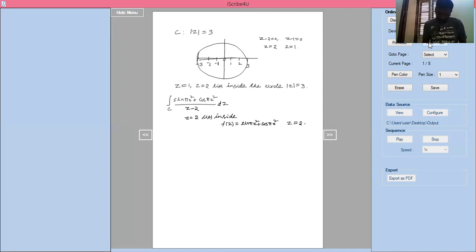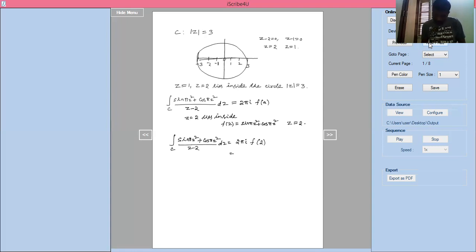Now we will write, if it lies inside, here already I told that, the formula is 2 pi i into f of a. Now here a is 2. Integration over c of sine pi z square plus cos pi z square divided by z minus 2 into dz equals 2 pi i into f of a. f of a is f of 2.